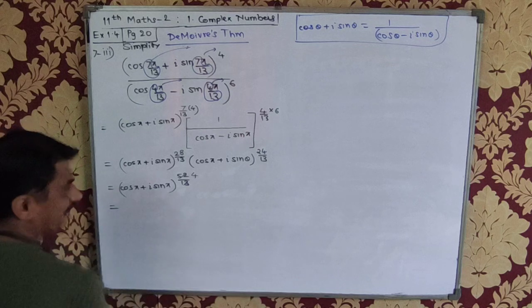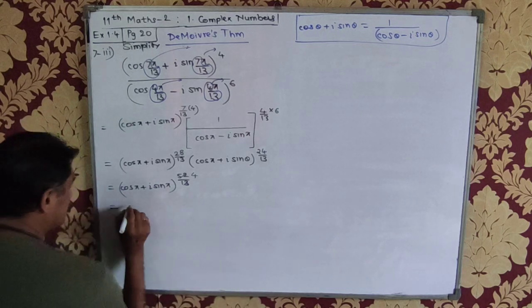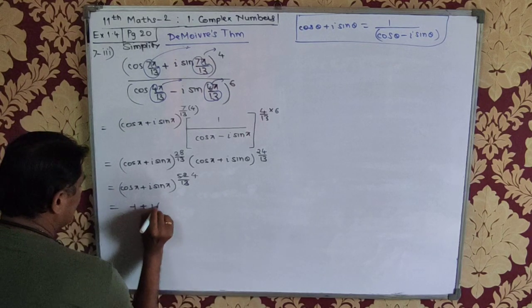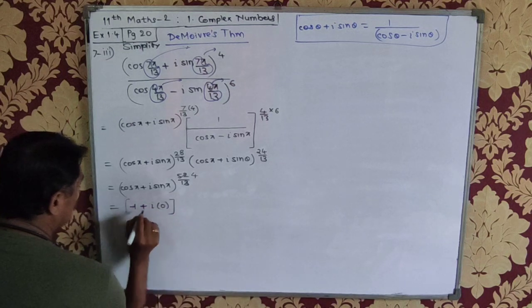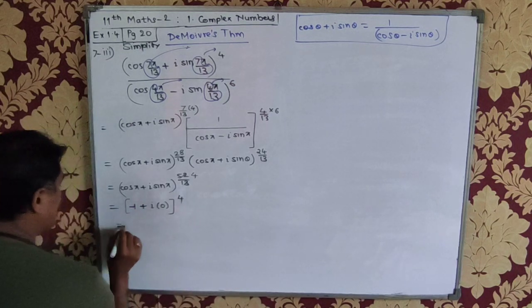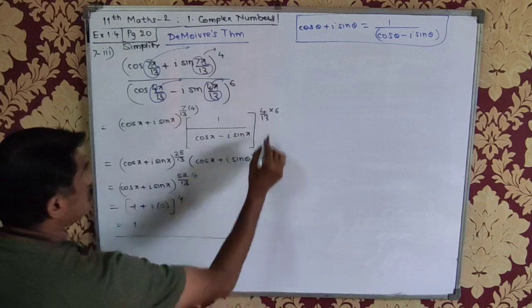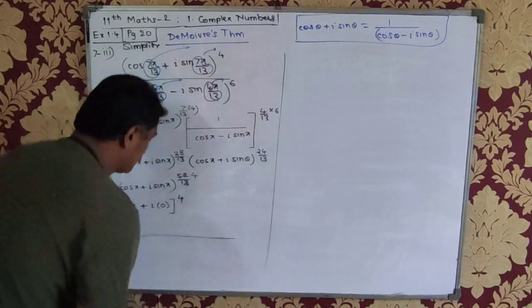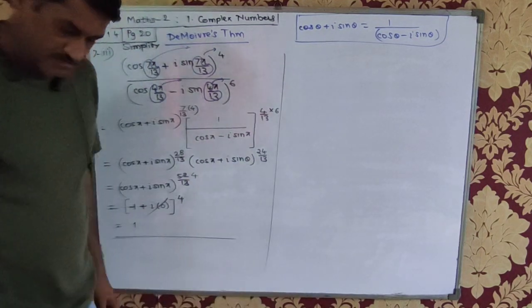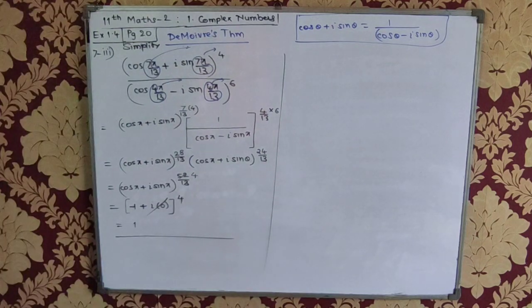Now what is cos pi? Minus 1. And sin pi is 0. Correct, na? Raised to 4. So minus 1 raised to 4 is 1. Answer. Is this okay? Yes. Any doubts about that? No. Okay?